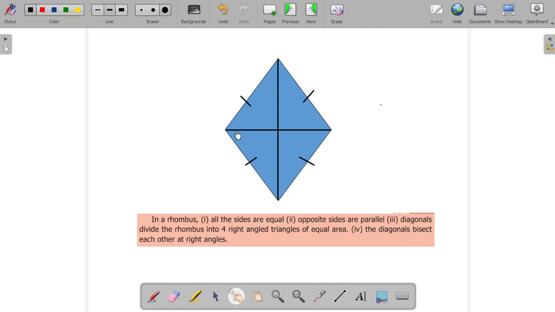If the length of this side is 10 centimeter, then this diagonal bisect this diagonal into 5 centimeter and 5 centimeter. If the length of this diagonal is 12 centimeter, then this diagonal bisect this diagonal into 6 centimeter, 6 centimeter.